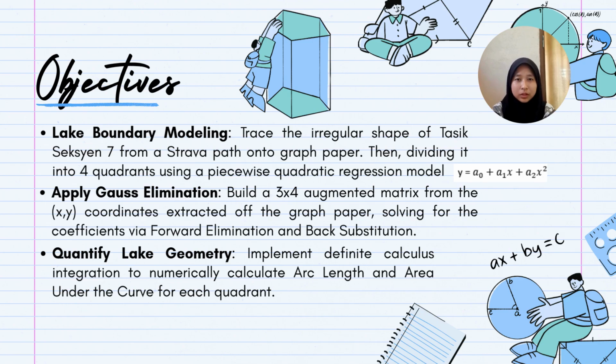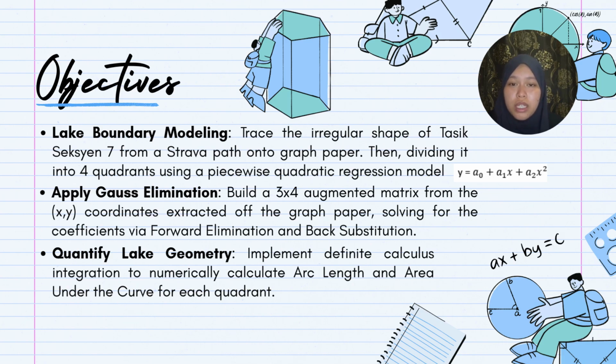Second, to construct a robust 3x4 matrix using the discrete xy coordinates extracted from our graph paper plot. This matrix represents the system of linear normal equations required for quadratic regression, which is then resolved systematically using the Gauss elimination method.